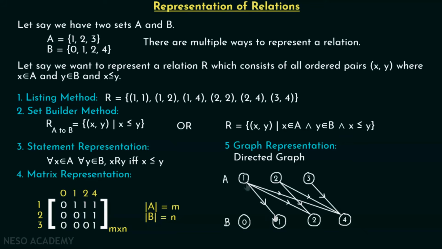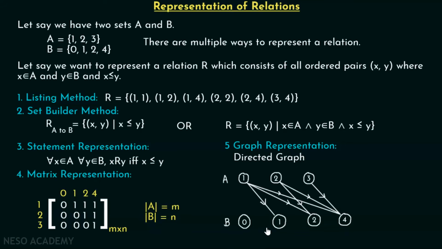Why is this a directed edge? Because I want to say that this element is the first element of the ordered pair, and this element is the second element of the ordered pair. Therefore, the arrow must point to this particular node. We can also draw a line from 1 to 2, and the arrow must point to this particular node. This is also a directed edge. That is why it is called a directed graph. You can see directions are provided from this to this, then from this to this, and so on. So this is graph representation of a relation.